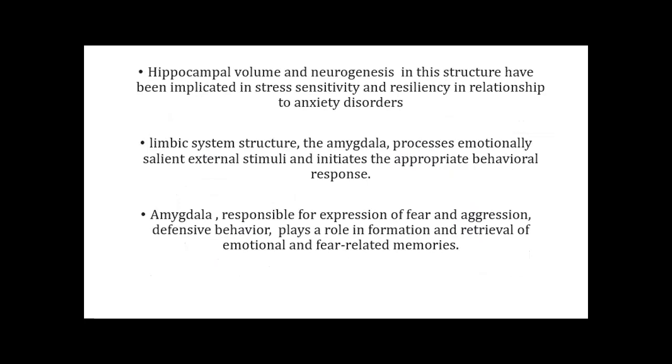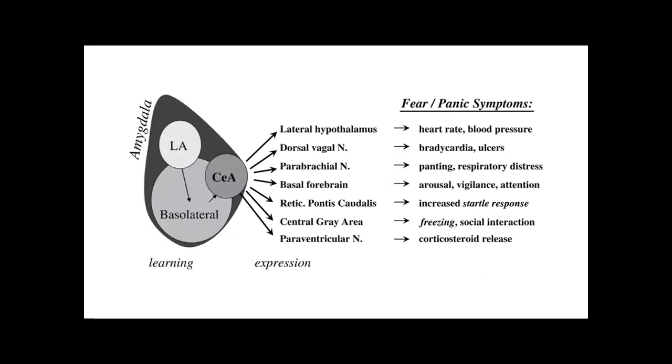The limbic structure, the amygdala, processes emotionally salient external stimuli and initiates the appropriate behavioral response. The amygdala is responsible for expression of fear and aggression and defensive behavior, and plays a role in formation and retrieval of emotional and fear-related memories. This is a diagram depicting various symptoms that occur in anxiety disorders due to involvement of the following structures. The lateral hypothalamus leads to an increase in heart rate and blood pressure. The dorsal vagus nerve, these are all parts of the amygdala circuitry. The fear response is a hardwired process involving the amygdala. This image depicts the amygdala's involvement in the fear circuit. The central nucleus of the amygdala is heavily connected with cortical regions, including the limbic cortex. It also receives inputs from the hippocampus, thalamus, and hypothalamus.